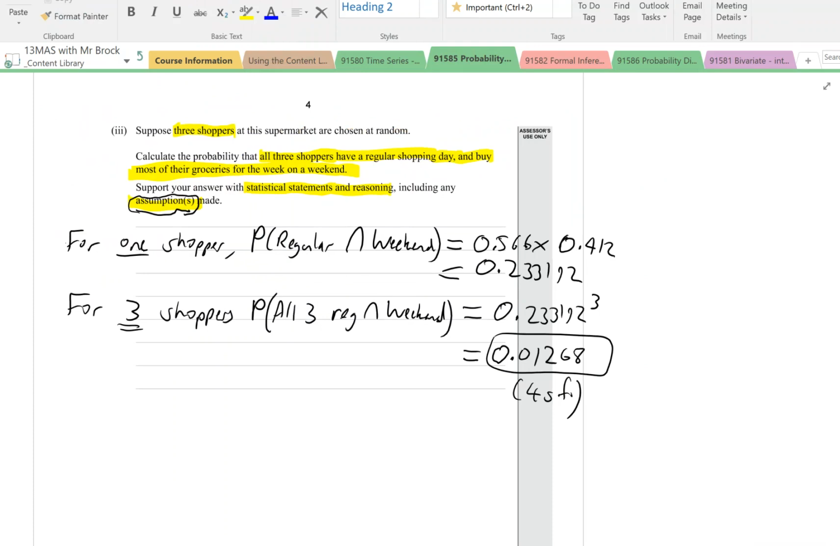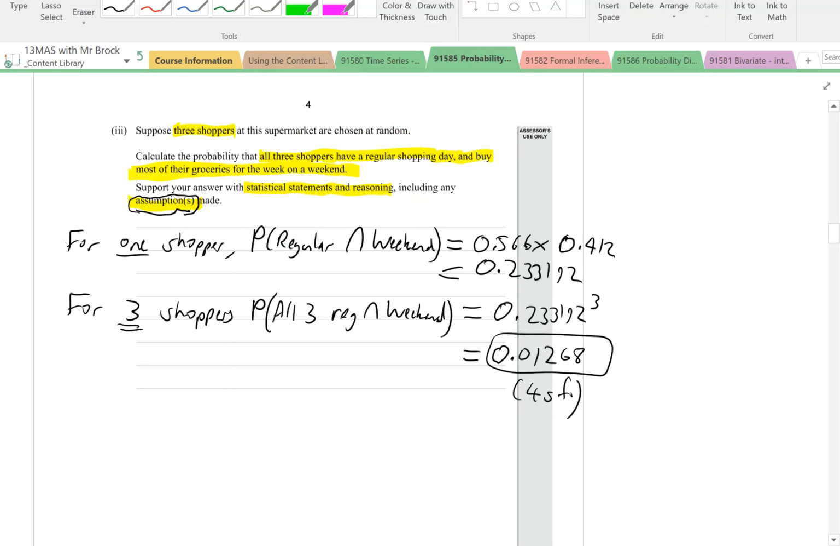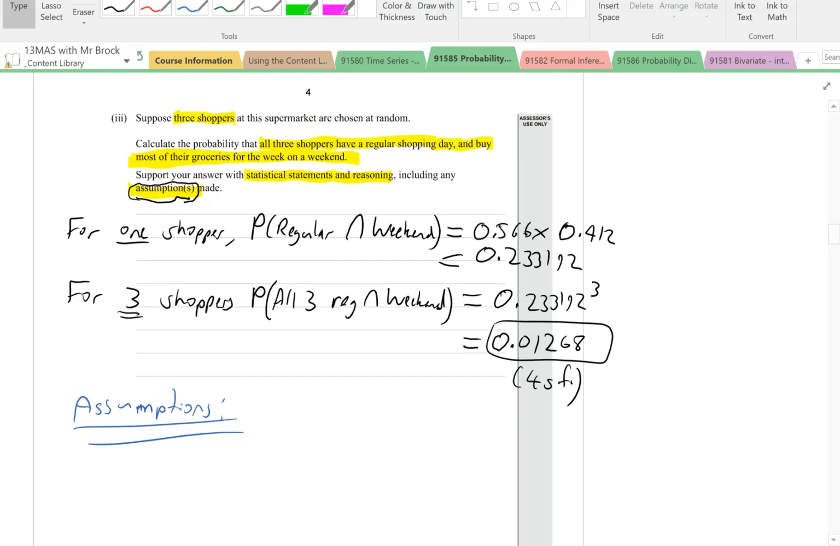Okay, now what assumptions are we making here? There's 2 that I can think of. I want you to pause the video and have a bit of a think about it yourself. Well, the first assumption that I can think of is that we're assuming independence of the 3 shoppers. Whenever you multiply probabilities to get the chance of those events both happening, or in this case all 3 happening, you're having to assume that those events have no influence on each other.